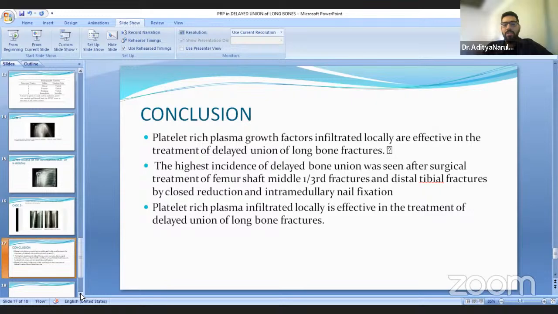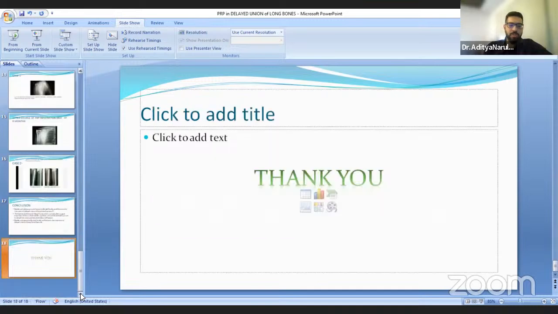Conclusion: platelet-rich plasma has growth factors, infiltrated locally, and is effective in the treatment of delayed union of long bones. The highest incidence of delayed bone union was seen after surgical treatment of femur shaft, especially in middle one-third fractures and distal tibia fractures, which were treated by intramedullary nailing. Platelet-rich plasma infiltrated locally is effective in the treatment of delayed union of long bones.